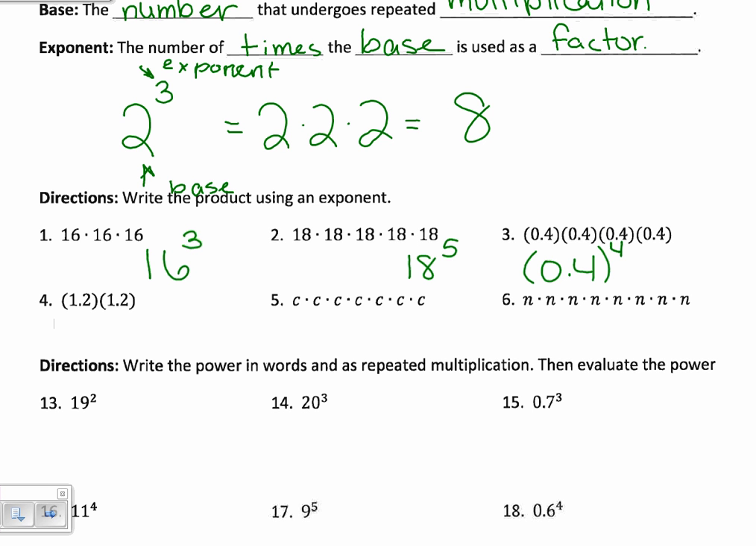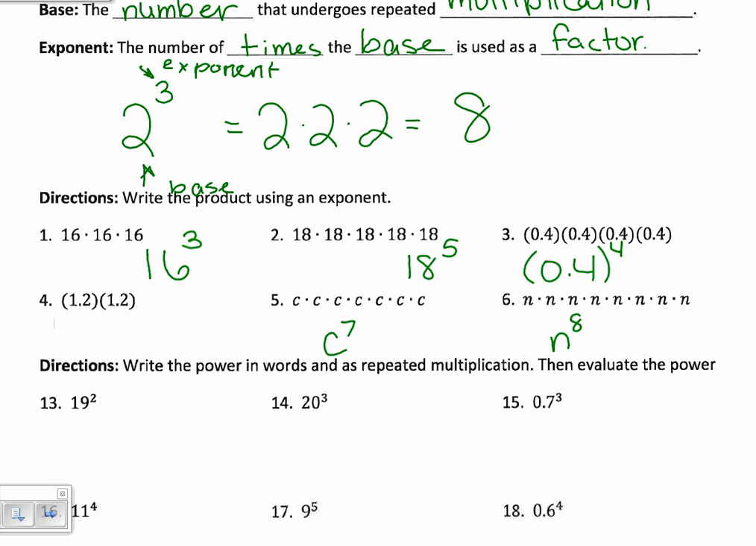So same thing, let's do number 5. When I look at 5, the thing that is repeated is the letter C. So C is my base. When I count how many times it's repeated, I find out that there are 7 C's. And let's finish up with number 6. N is the letter that's repeated. It is repeated 8 times, so my answer is n to the 8th power.